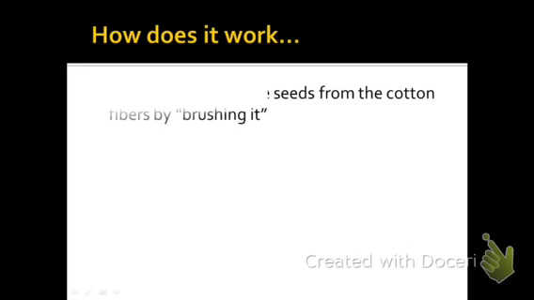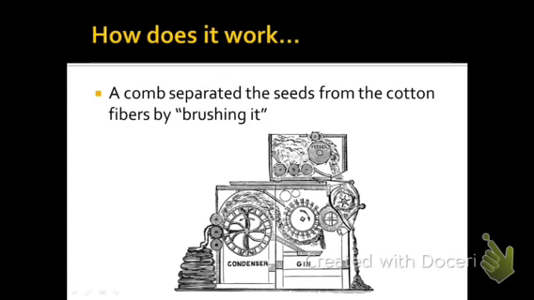How does it work? Well, we just kind of talked about that. A comb separates the seeds from the cotton fibers by brushing it, kind of like when the ladies brush your hair to get knots out. You brush it as you are getting out the seeds, okay? If we look at this little contraption, this is the cotton gin. You see at the top where the feeder comes in? Do you see that? Here, let me draw on it.